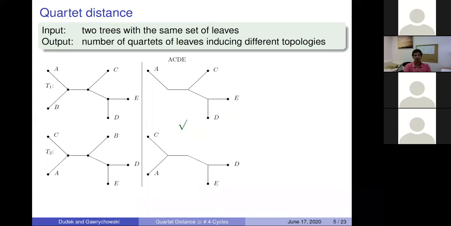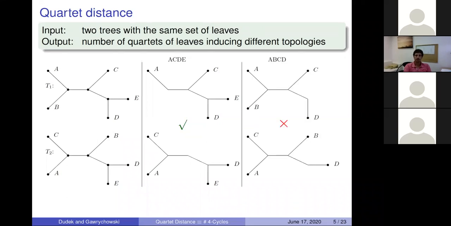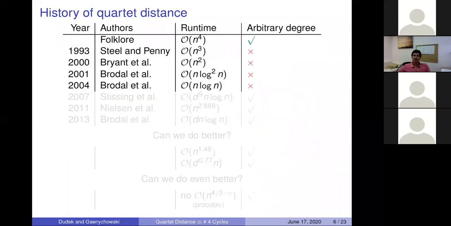So for A, C, D, E, we don't increase the score, but for A, B, C, D, the shapes are actually different. Because here A and B meet first, but in T2, A and C meet first. So the shapes are different and you increase the score. It's not us who came up with this notion of distance. It's actually a well-known distance, and people want to compute it efficiently for 2 trees on n leaves.